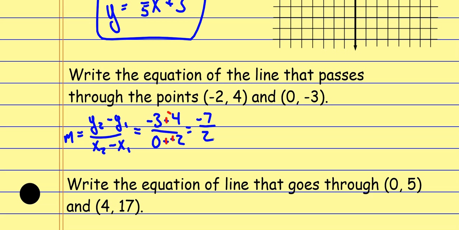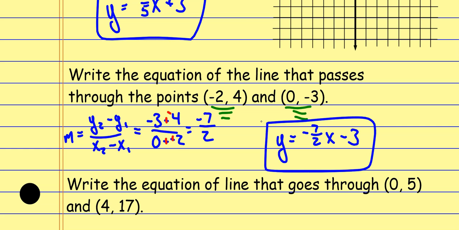And now from here, I can go right to slope-intercept form, and it's not because of this first ordered pair, it's because of this one right here. Remember, when you see the y-intercept as an ordered pair, it's always 0 comma something. It's when the x value is 0. So this is my b value right here, so it's y equals -7/2 x and then a -3.